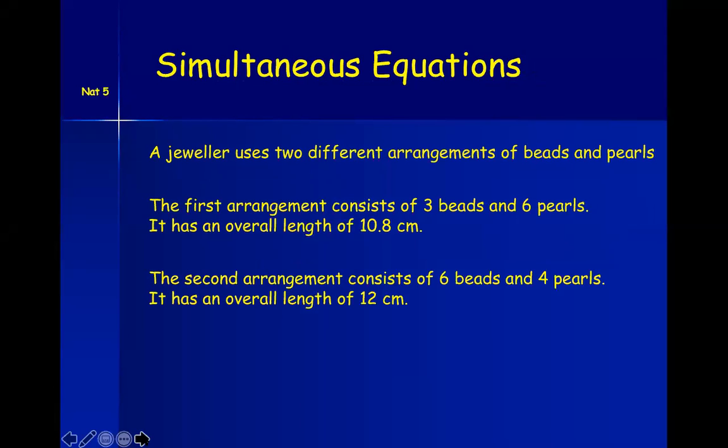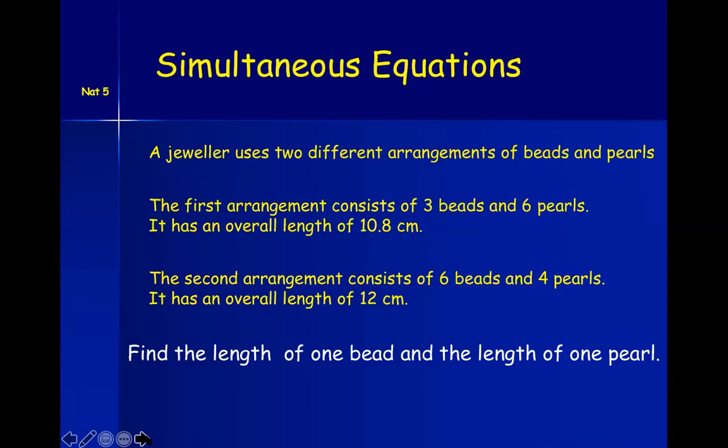A jeweler uses two different arrangements of beads and pearls. The first arrangement consists of 3 beads and 3 pearls, like a necklace or something, and has an overall length of 10.8. He uses the same beads and the same pearls, and in the second arrangement he's got 6 beads and 4 pearls, and the length this time is 12 centimeters. So I can see what the question is going to be. Find the length of one bead and the length of one pearl.